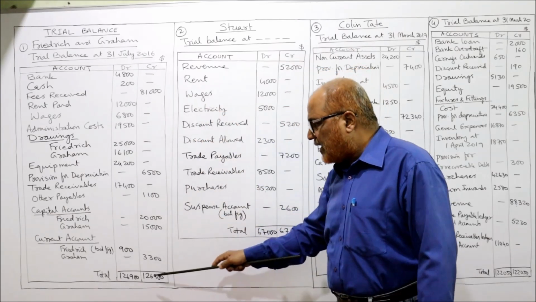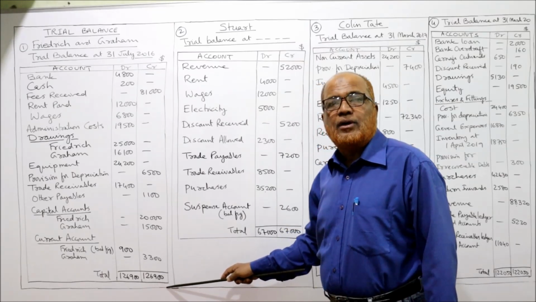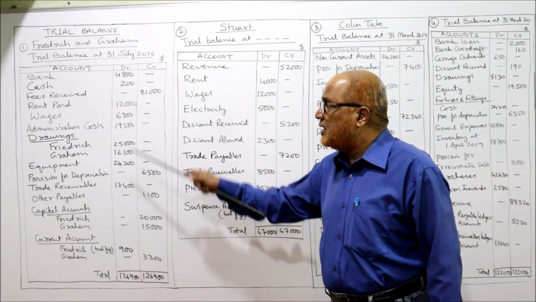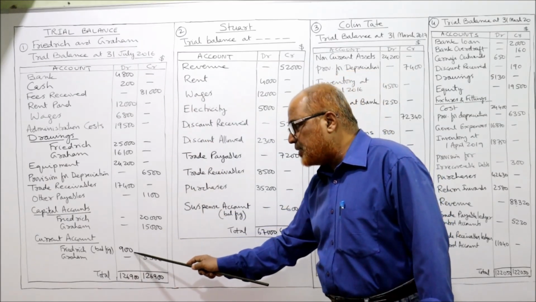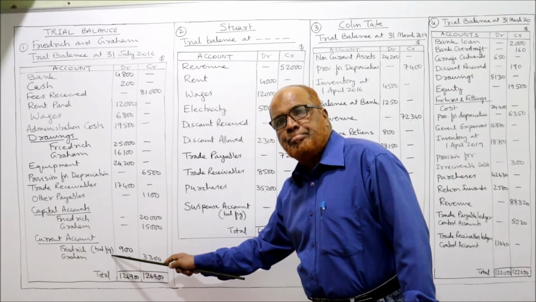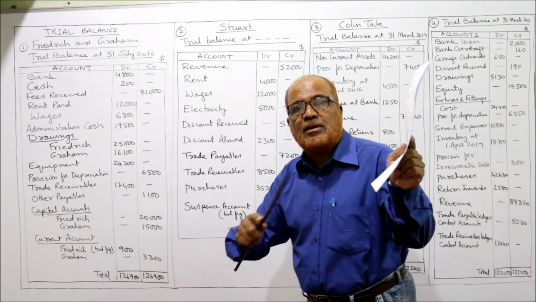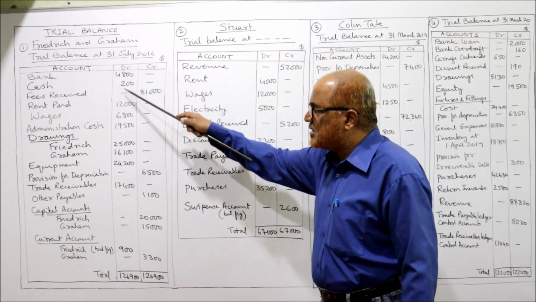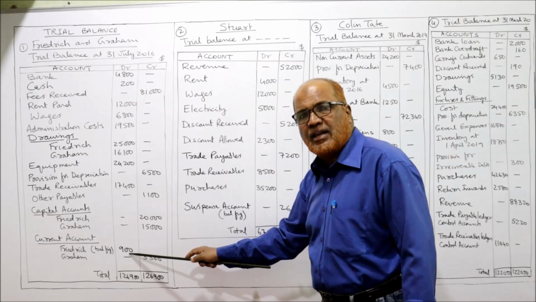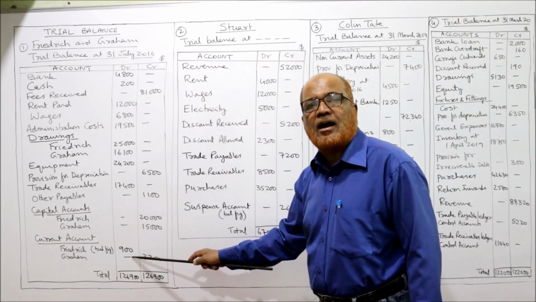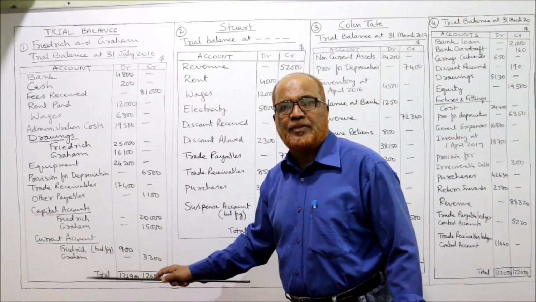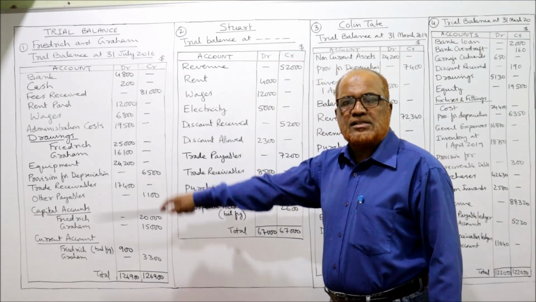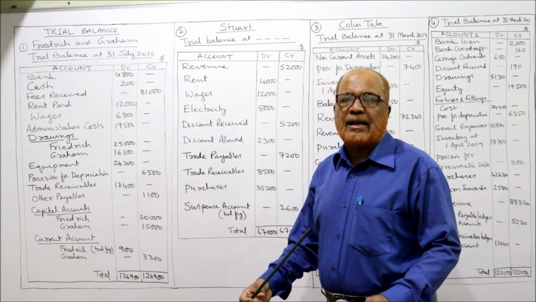Whereas the credit side is 1,26,900. The balancing figure is 900 rupees, debit side less. So here I have taken 900 rupees as the balancing figure, which is not given in the problem. I calculated it: credit side total minus debit side total gives the balancing figure 900. This is the current account balance of Friedrich, not given in the problem but calculated. That's it. This is the solution of the first trial balance problem.